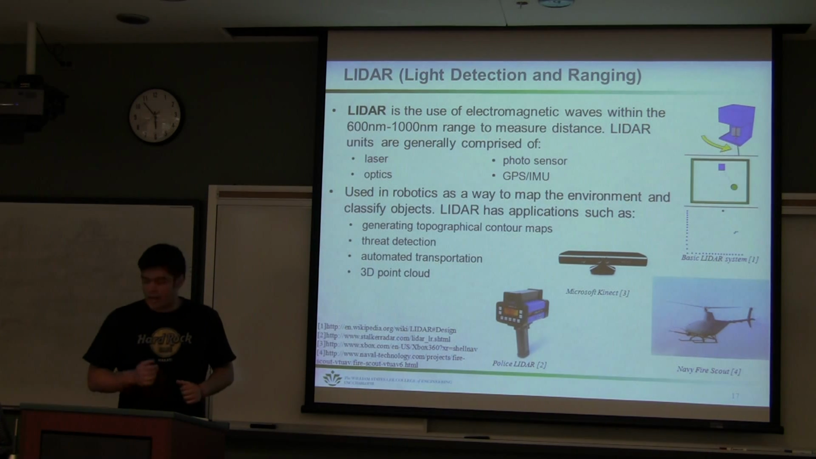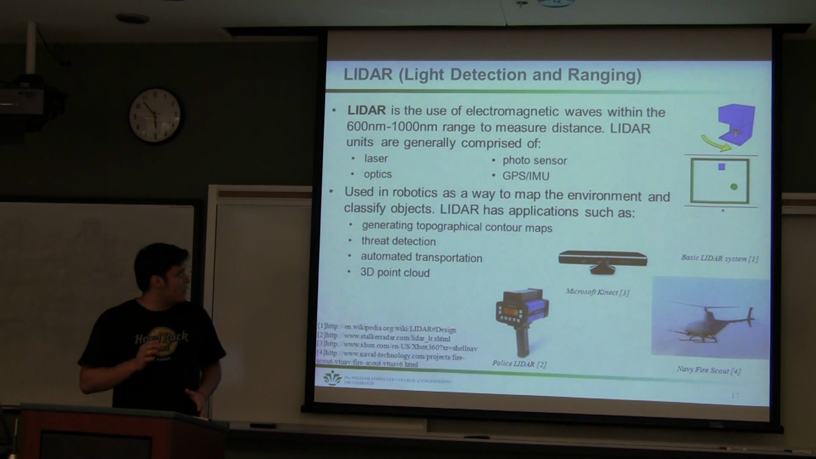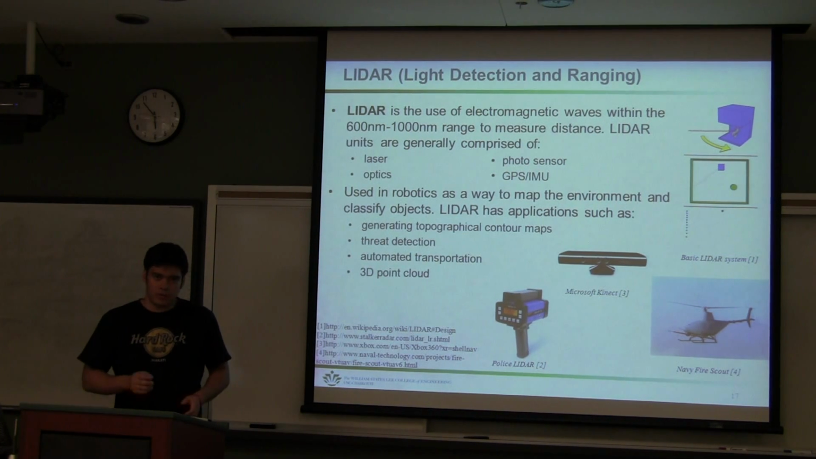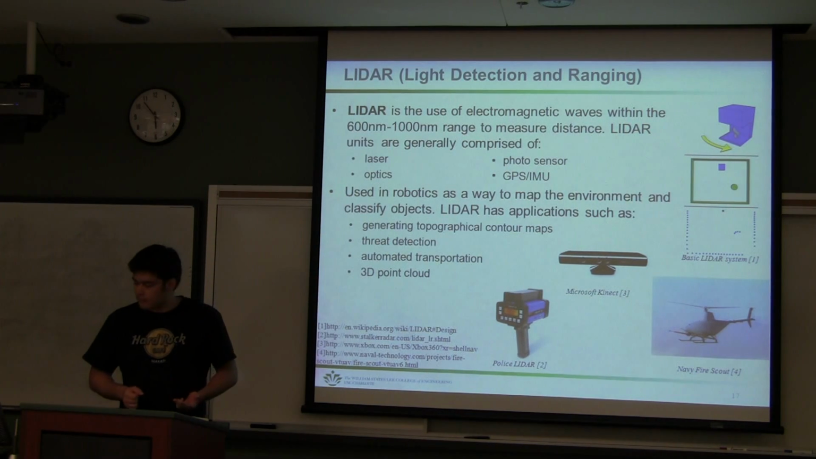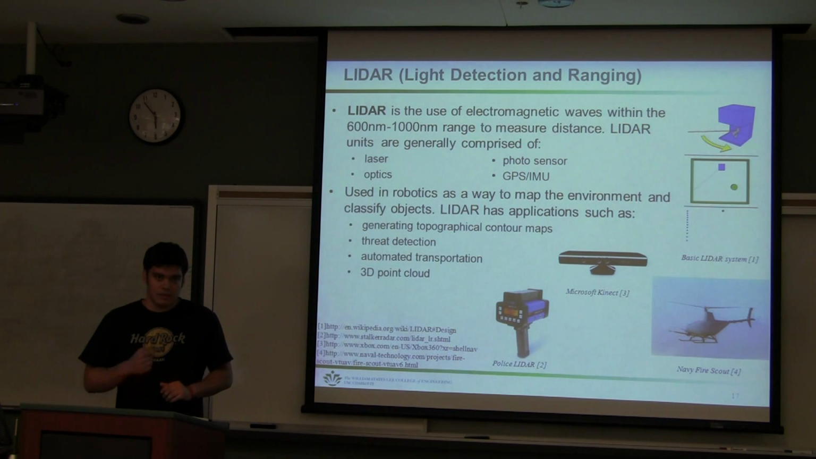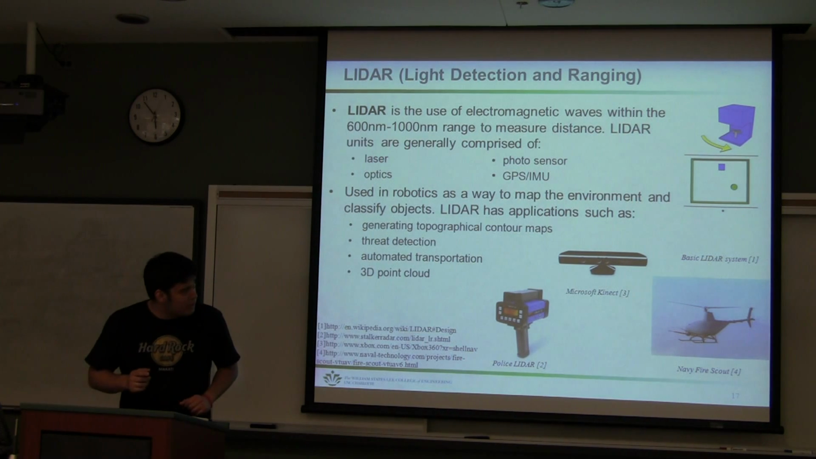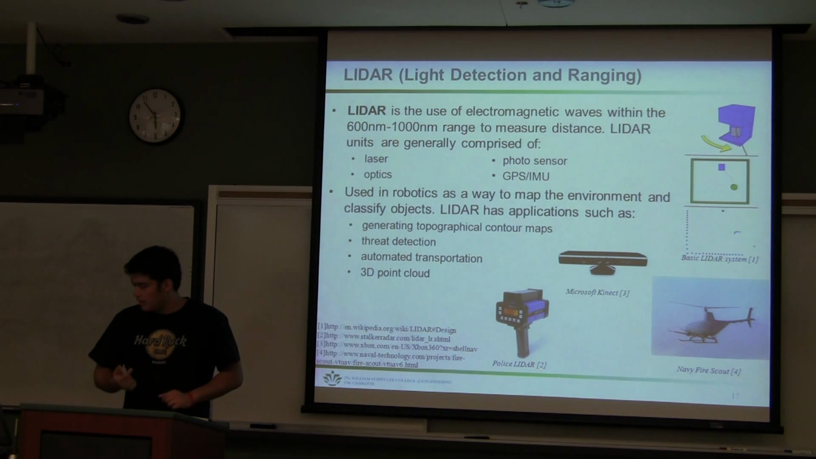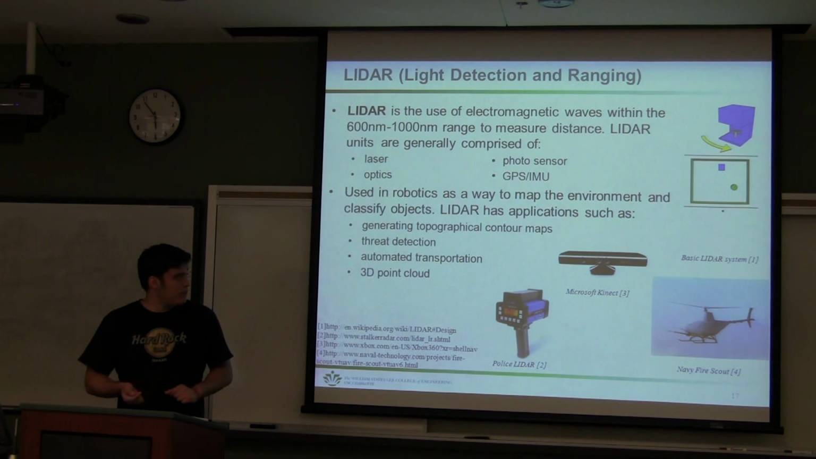LIDAR is generally comprised of 4 parts, which is the laser. The laser usually operates within the 600 nanometers to 1 micrometer range, so that's near infrared, visible light, and ultraviolet. Another part of it is optics, so you have to have a mirror that bounces and deflects the lasers. Another part is the photosensor. This is located around the mirror, so when it bounces back, you can pick it up. And finally, you have the GPS, or an internal measurement unit.